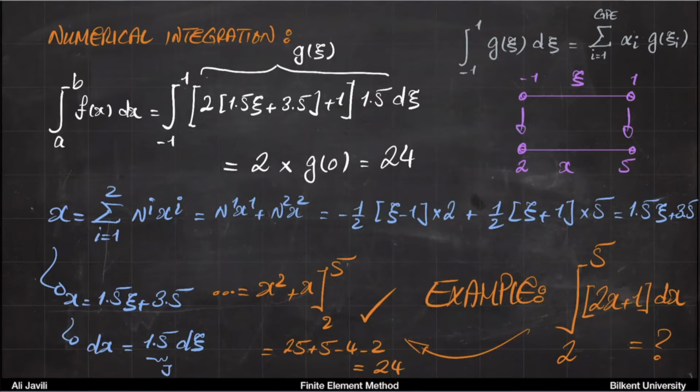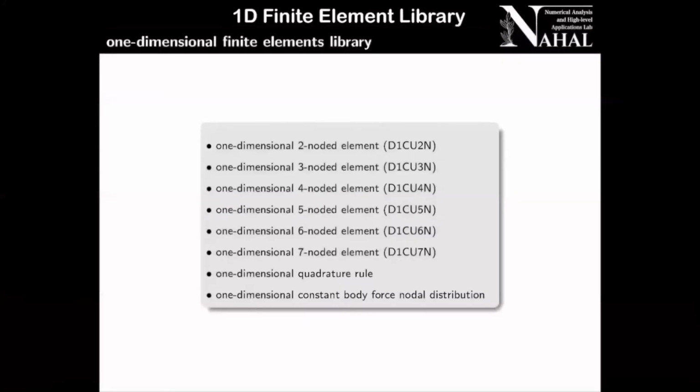Before that, I'll just show you a few slides, basically. So it's sort of a finite element library in 1D. We would like to name elements, if you want, or to abbreviate them. So here you see there is this D1. That means it's one dimensional, so the dimension is 1.